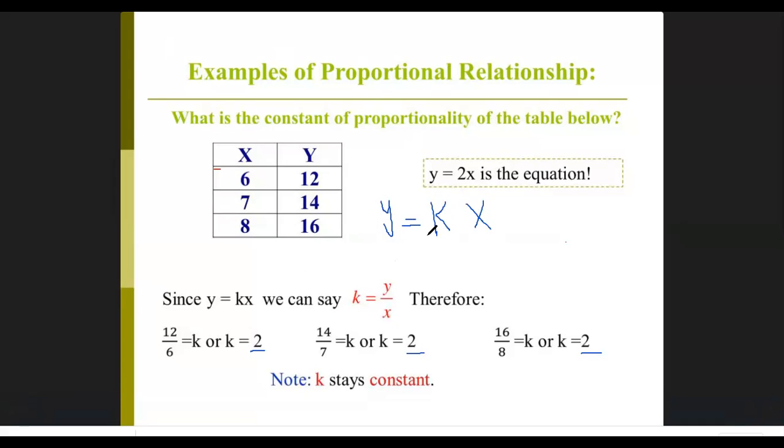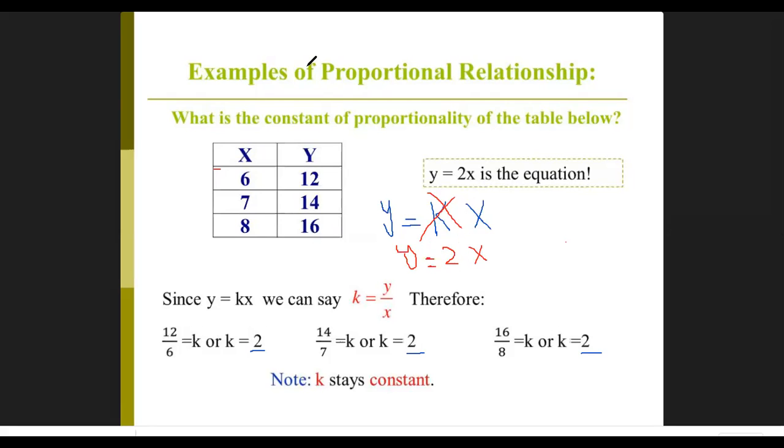It is the standard form. We want to write the equation now. Then we will remove k and put instead of it what? 2. Yes. So the equation will be y equal 2x.